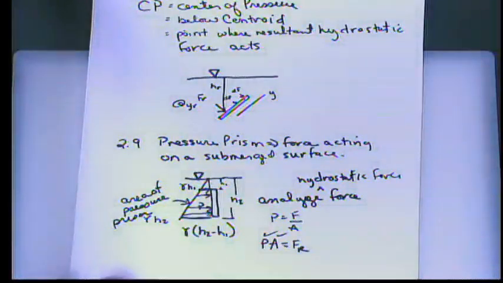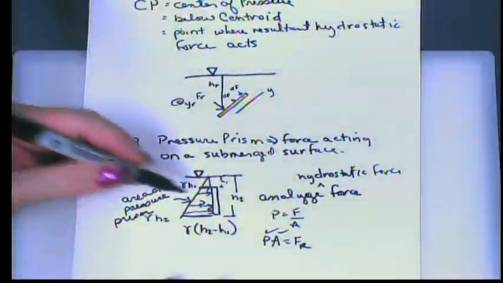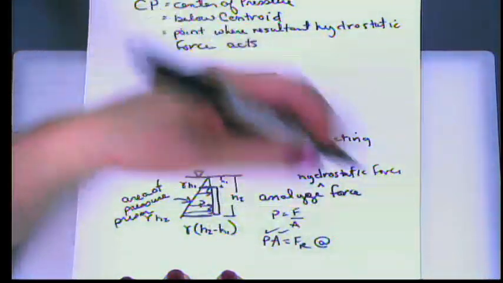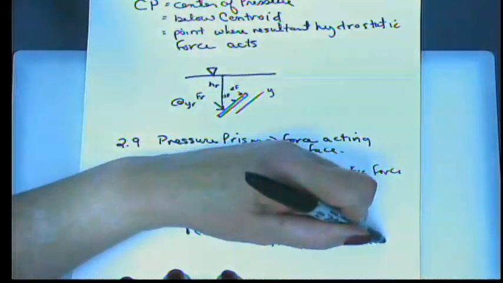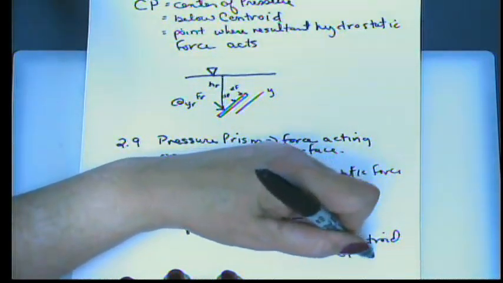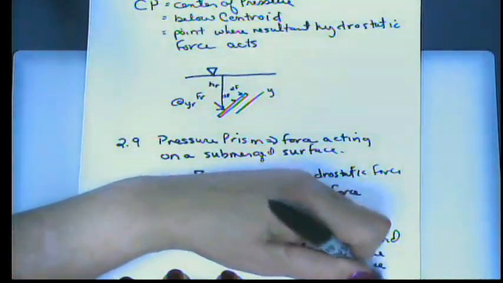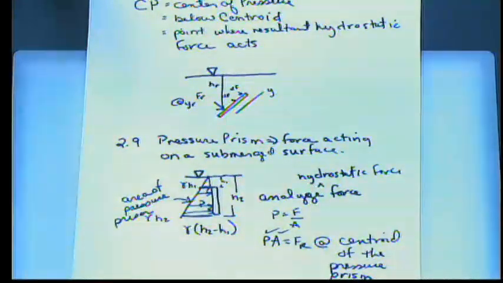Now, the other part about this is where does that force act? Well, it acts, as we said, not at the centroid of the plate, but at the centroid of the pressure prism. So once again, we're dealing with a geometric representation of the hydrostatic force. But even though the point where the hydrostatic force acts is going to be below the centroid of the actual object that's submerged, it will be at the centroid of the pressure prism.